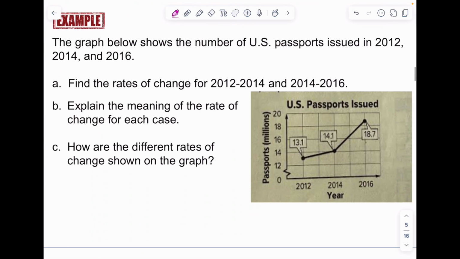All right, the graph below shows the number of U.S. passports issued in 2012, 2014, and 2016. We're going to find the rates of change from 2012 to 2014 and from 2014 to 2016. We're going to explain the meaning of the rate of change for each case and discuss how the different rates of change are shown on the graph.